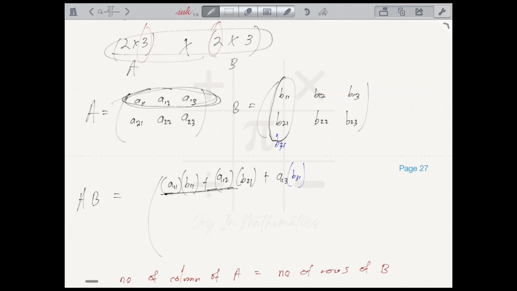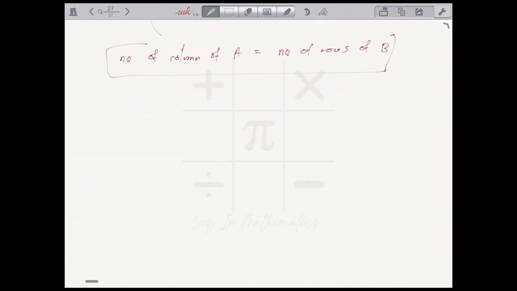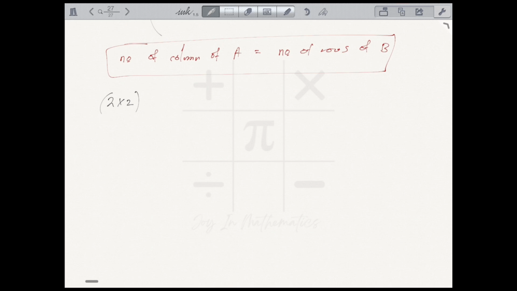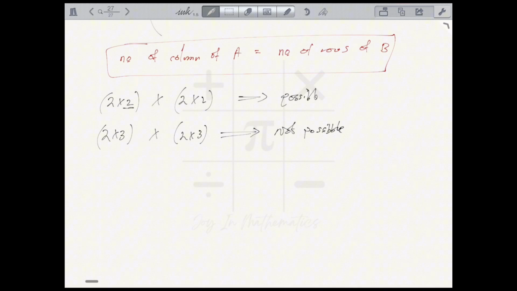Okay, now this is the principle behind matrix multiplication. So when we have a 2 by 2 matrix multiplied by a 2 by 2 matrix, we can see that this is possible. And likewise, when we have a 2 by 3 matrix multiplied by a 2 by 3 matrix, we can see this is not possible. It's possible because the column number of A is equal to the row number of B, and not possible because the column number of A is not equal to the row number of B. So we can see that these two must tally.